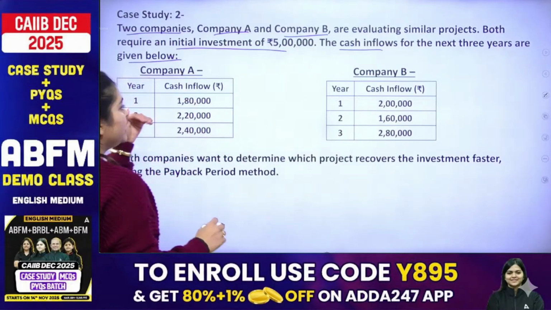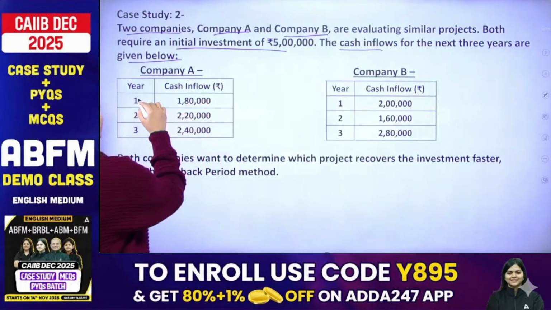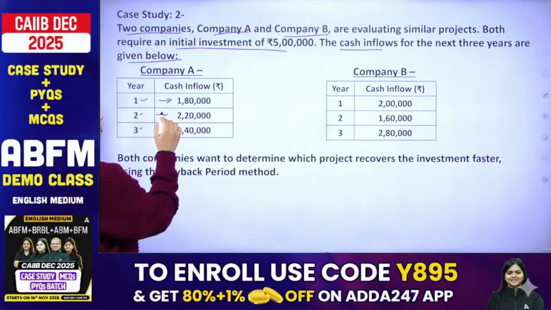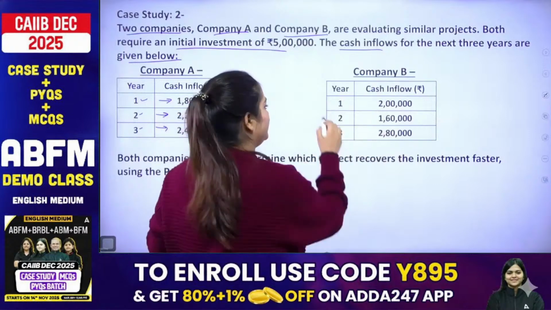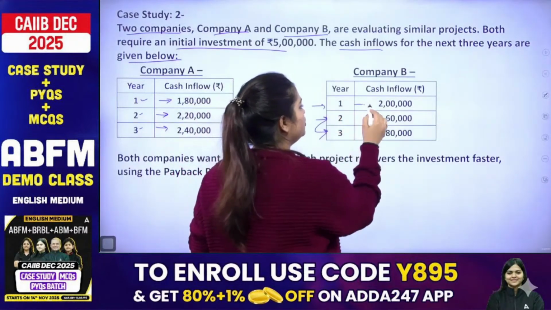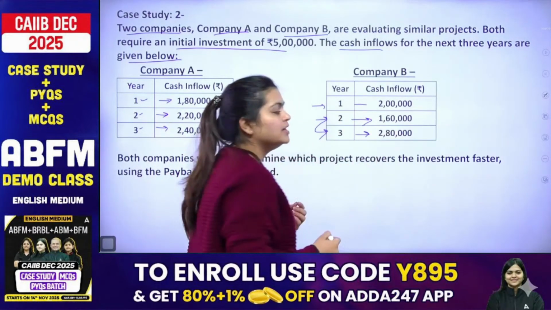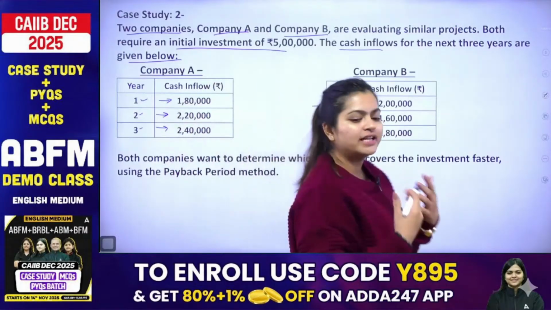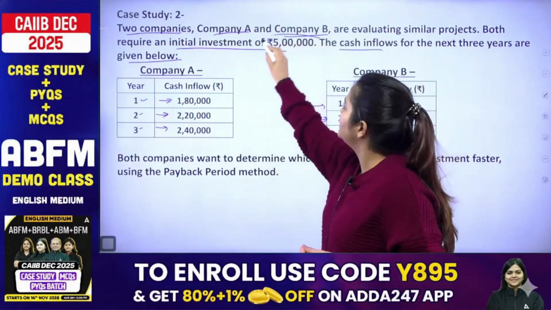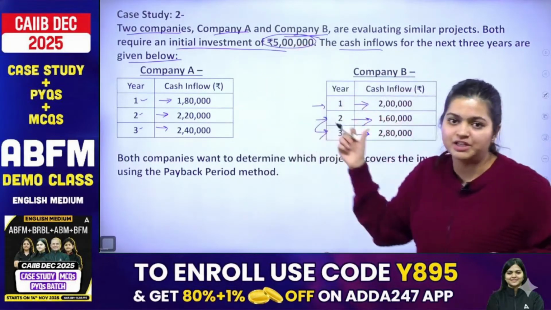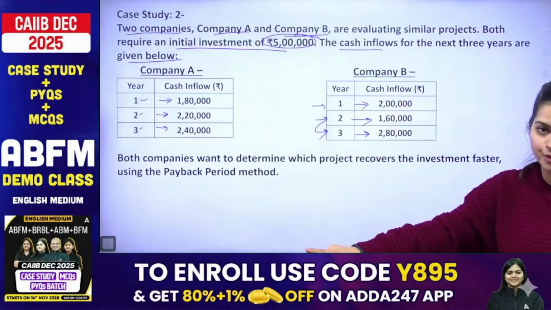You have company A cash inflow for year 1, 2, and 3: 1 lakh 20, 2 lakh 20, 2 lakh 40. Company B cash inflows for year 1, 2, and 3 are 2 lakhs, 1 lakh 60, and 2 lakh 80. So these are the cash flows for each company. Okay. And remember what the initial investment is? That is 5 lakhs. Both the companies will be using it for the same type of project.